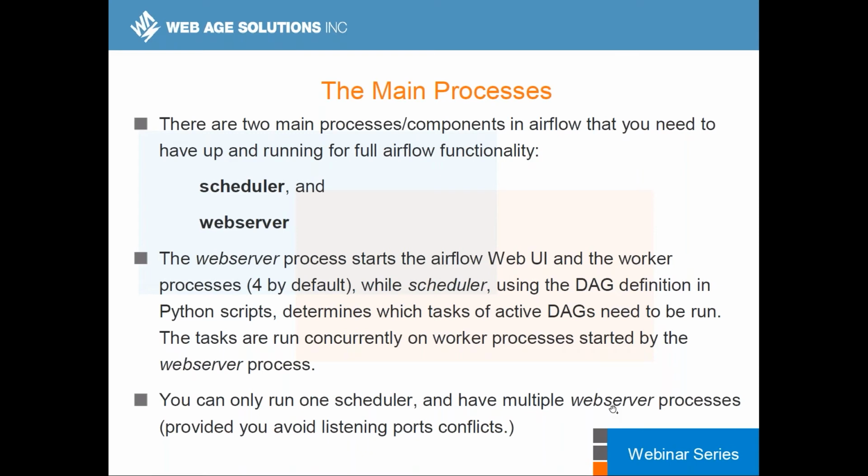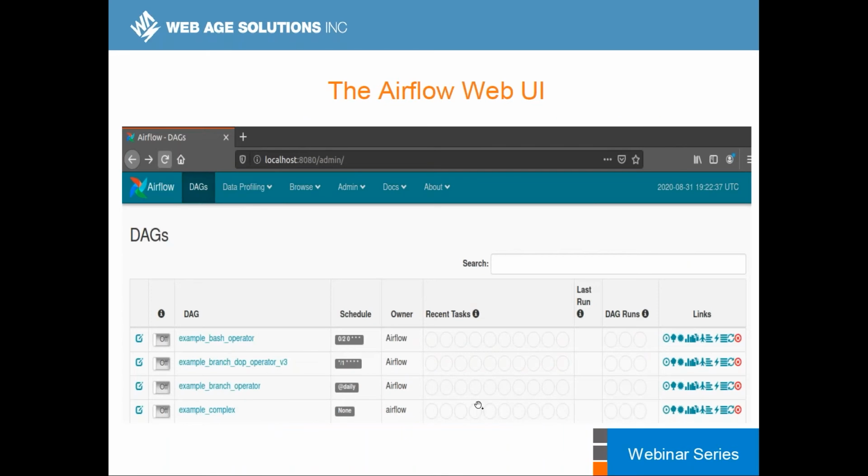You can have multiple web server processes. By default, it starts listening, I believe, at port 8080. It's a very popular port. Everyone is using it, Tomcat and other folks. But this is Flask. This is Python.